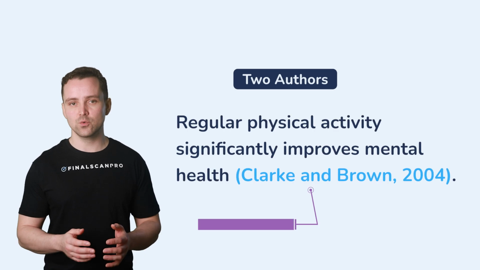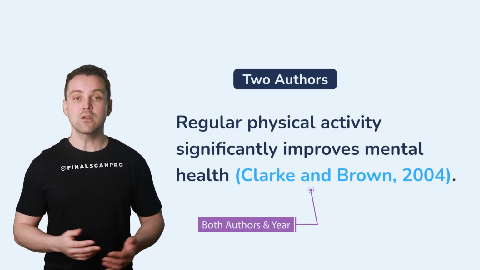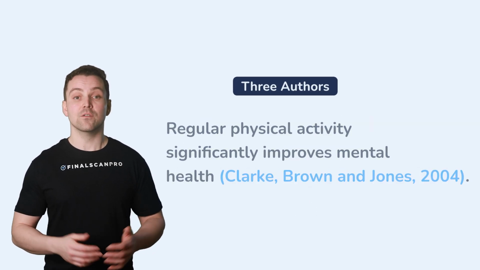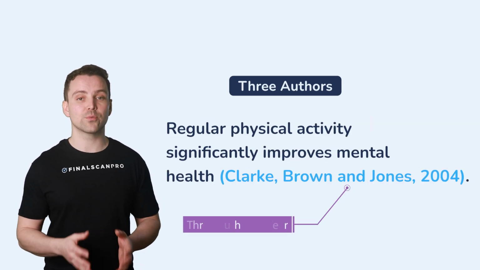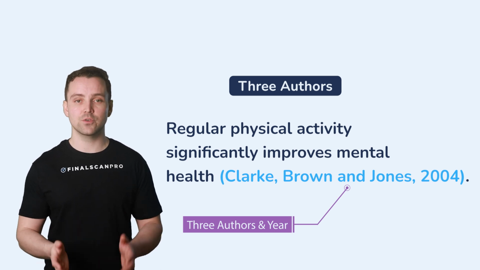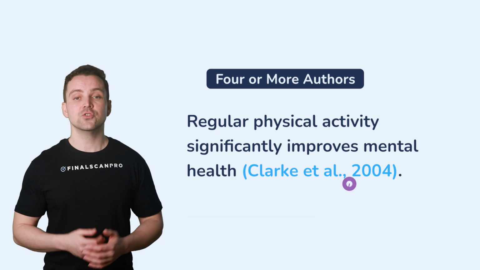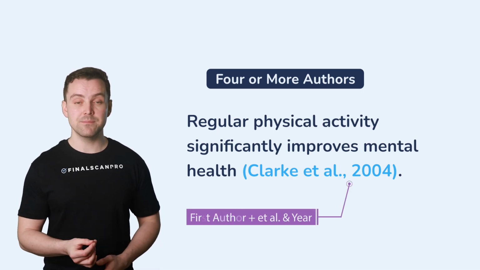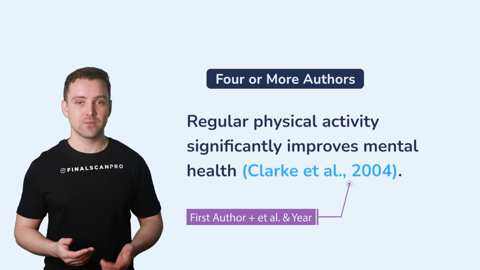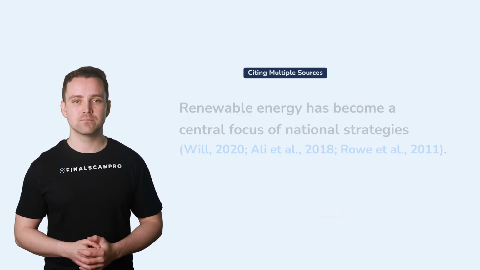If a source has two authors, include both surnames followed by the year. For example, Clark and Brown, 2004. For three authors, list all three surnames. For example, Clark, Brown, and Jones, 2004. If there are four or more authors, just use the first author's surname followed by et al., which means and others. For example, Clark et al., 2004.